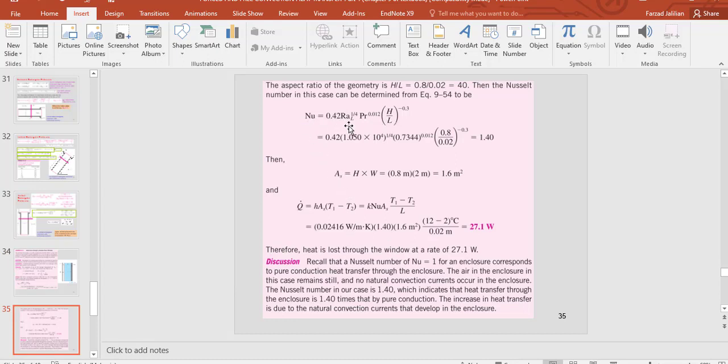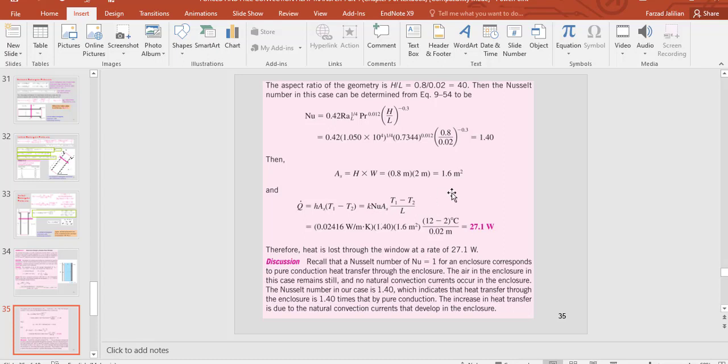Rayleigh number we have already calculated. Prandtl number we know from the table. Aspect ratio we have calculated. So the Nusselt number after calculation will be 1.4. So we have a Nusselt number. Then we are going to use this equation. We had this in the previous slide to calculate the rate of heat transfer by natural convection.